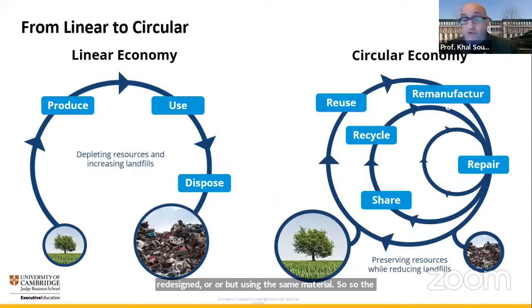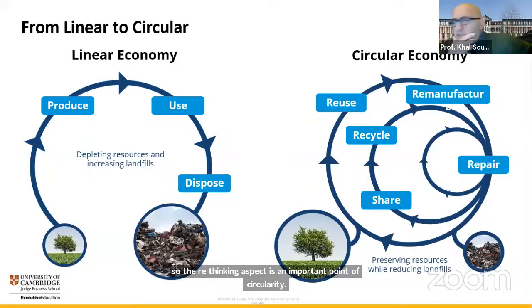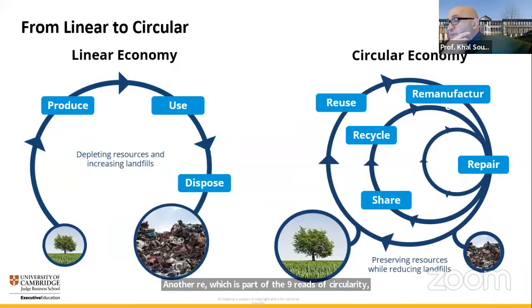Another which is part of the 9 Re's of circularity is about reduce. What are we trying to reduce here? We're trying to basically reduce cost, increase efficiency, reduce waste. That's what we're trying to reduce. Reuse, which is a very important element in here about circularity, and that is, we reuse everything that is disposed of. And what do we reuse? Repair. Repair is another important thing.